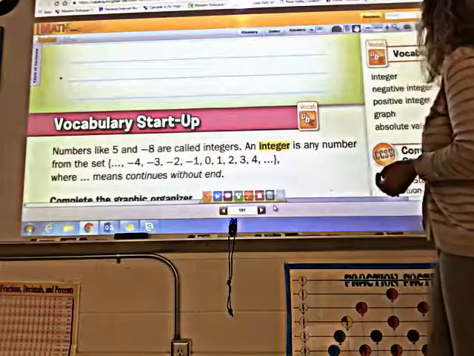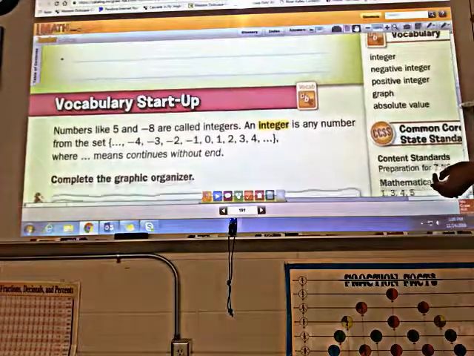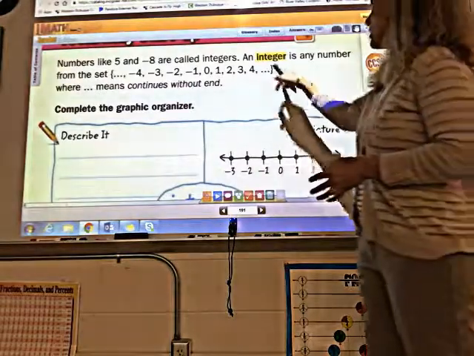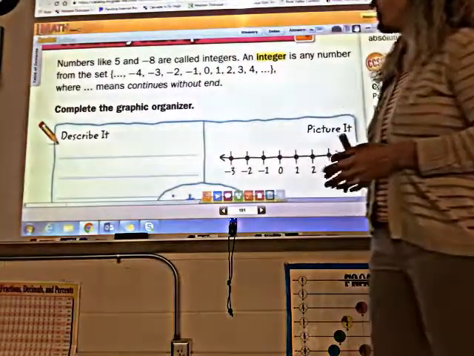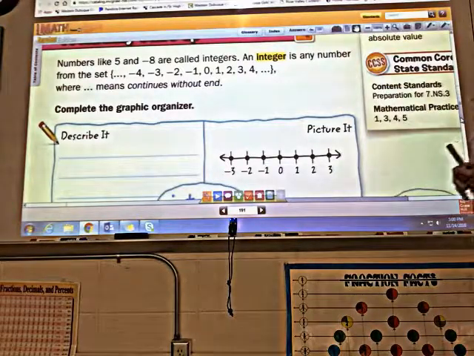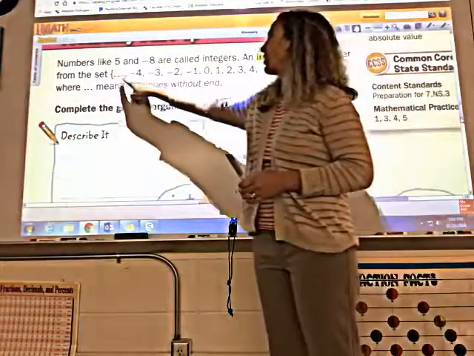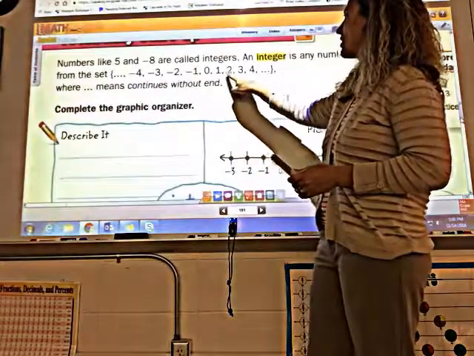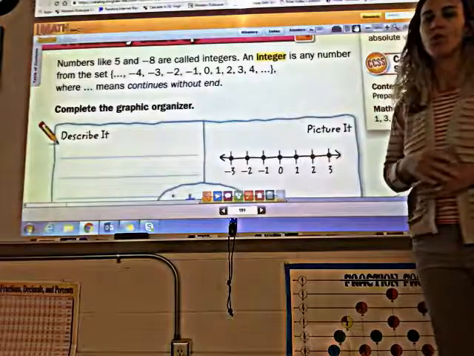As we take a look on page 191 in your book, your book gives you a definition of integer. You can see here it says numbers like 5 and negative 8 are called integers. An integer is any number from the set, and they give you your ellipsis, negative 4, negative 3, negative 2, negative 1, 0, 1, 2, 3, 4, and so forth.